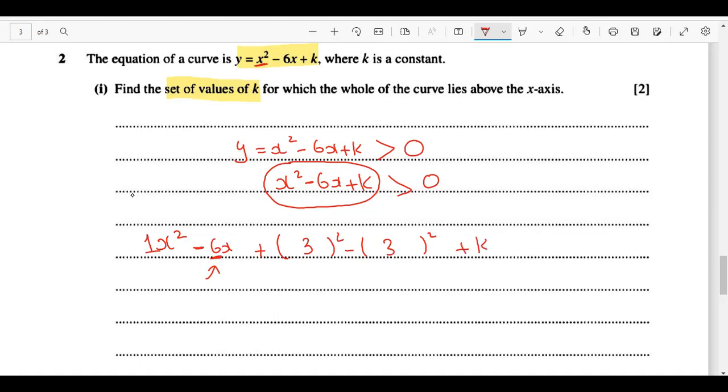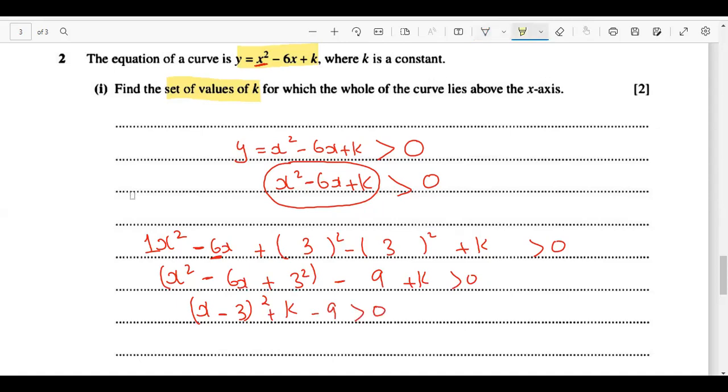And then plus k was there already. So finally, this is going to give me x squared minus 6x plus 3 squared minus 9 plus k greater than 0. Now I can write it as x minus 3 whole squared plus k minus 9 greater than 0. Now I am very clear about it. After applying the completing square method, this is an equivalent version of this.